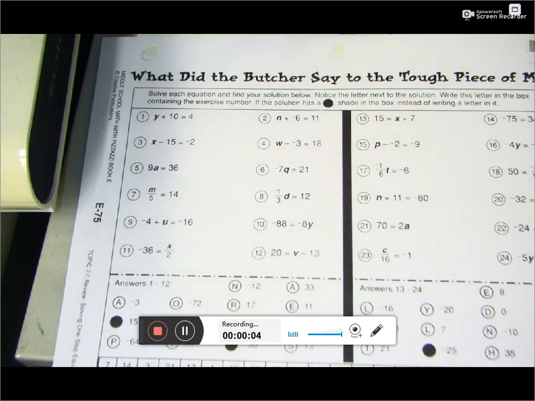Hi guys, sorry I'm not here with you today, but I wanted to make sure that you know what you were doing. And today we are doing a review of one-step equations.